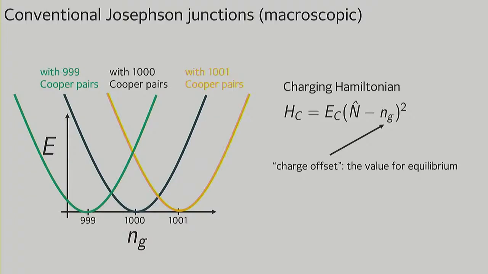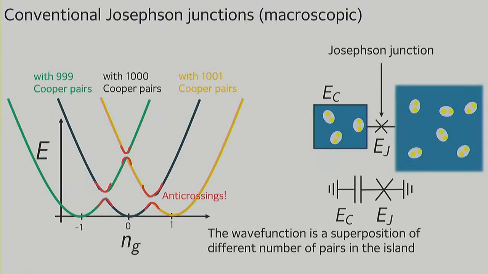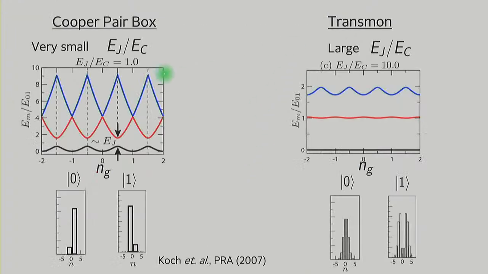If the island is isolated, then these are disconnected, no? But if now we connect the island to another superconductor by means of a Josephson junction, then it is able to exchange pairs between them with a probability proportional to this parameter EJ, the Josephson coupling. So now the wave functions are coherent superpositions with different numbers of pairs in the superconducting island. This system implements, in some regimes of its parameters, two very well-known qubits, the Cooper pair box and the transmon, when EJ over EC here is small or large.